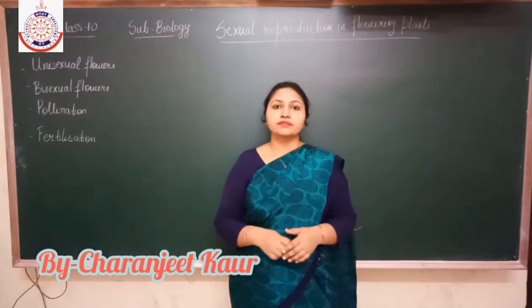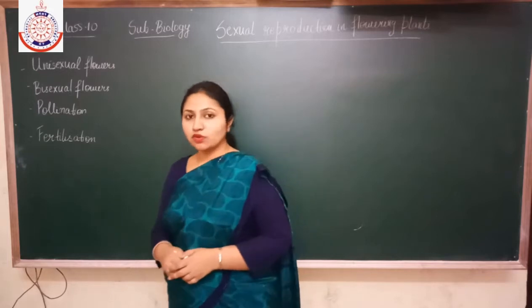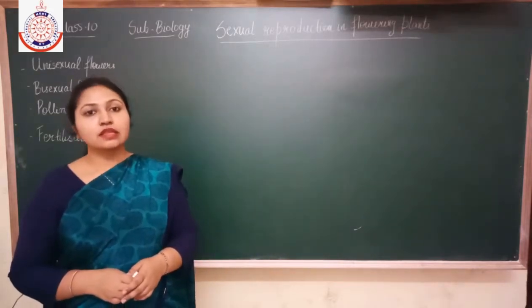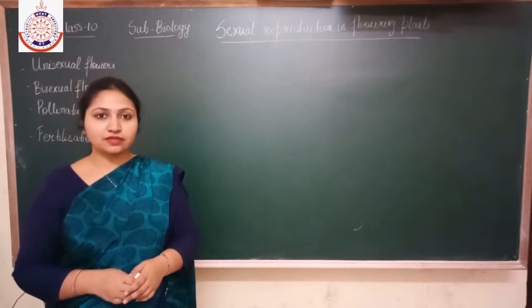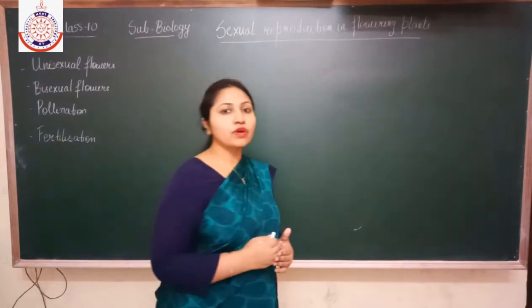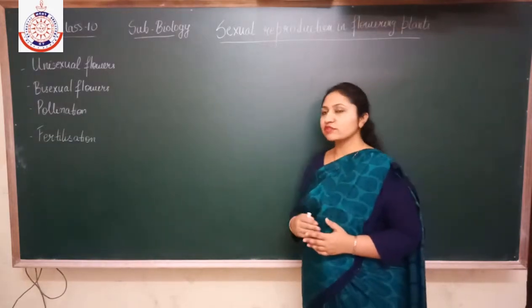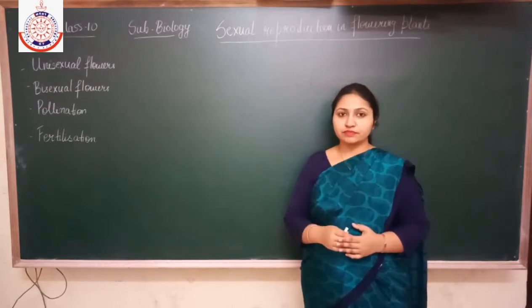Namaste children. In the previous lecture, we discussed the parts of the flower. And in this lecture, we will discuss how sexual reproduction occurs in flowering plants. So first you should know some basic terms like unisexual flowers, bisexual flowers, pollination and the fertilization process.